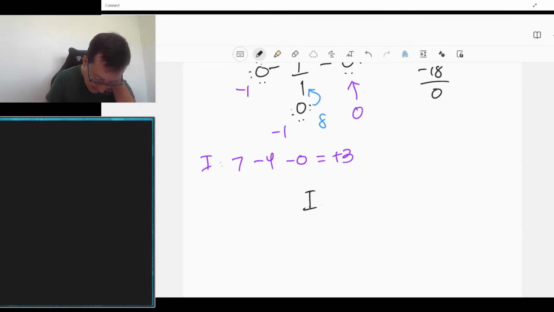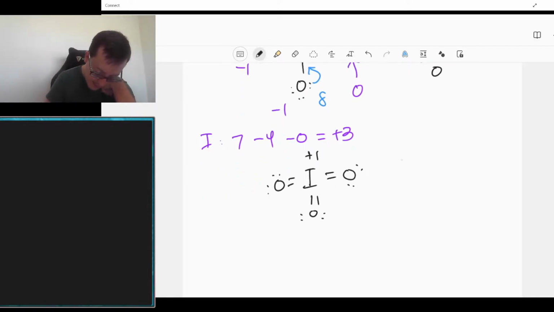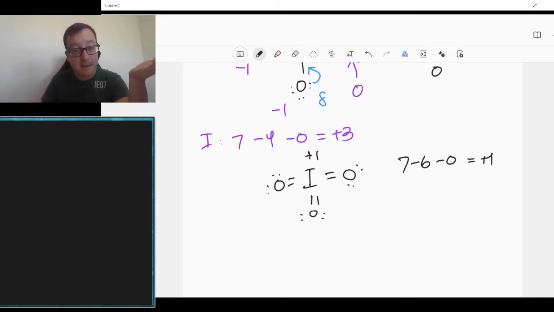And so we're going to get iodine double bonded to 3 oxygens. Formal charge there is now +1, because we've added 2 more bonds. So now we're at 7 minus 6 minus 0, which is plus 1. And that's something unavoidable because this is a polyatomic ion with a plus 1 charge. So as a result, this will be our structure. And ta-da, we're good.